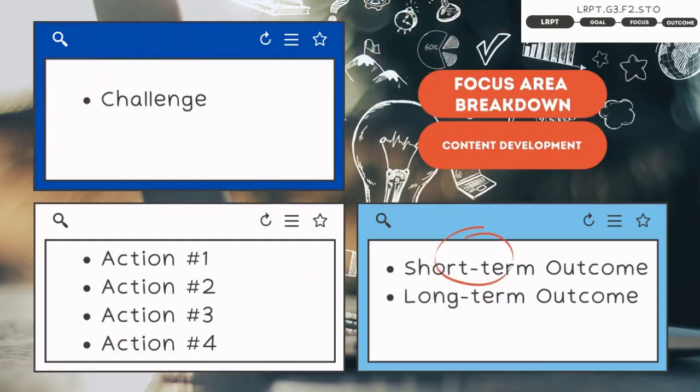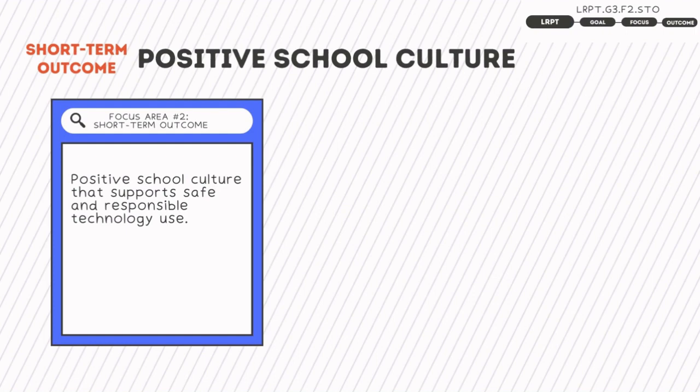Now that we understand the challenge and have some actionable ideas, let's look at outcomes. The short-term outcome of focusing on content development for digital citizenship is positive school culture that supports safe and responsible technology use.